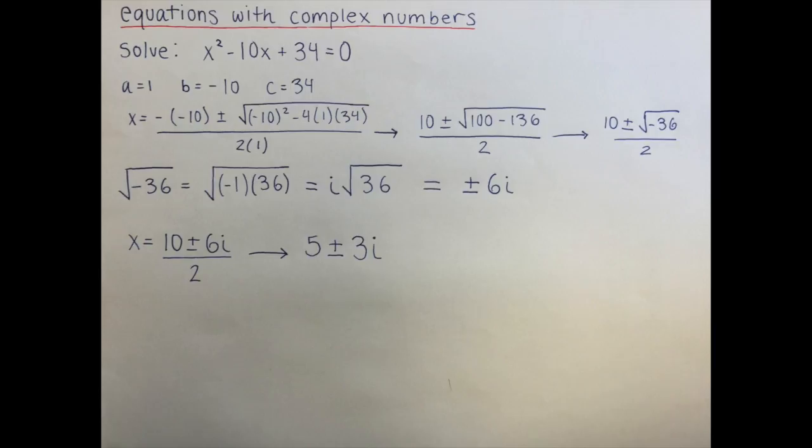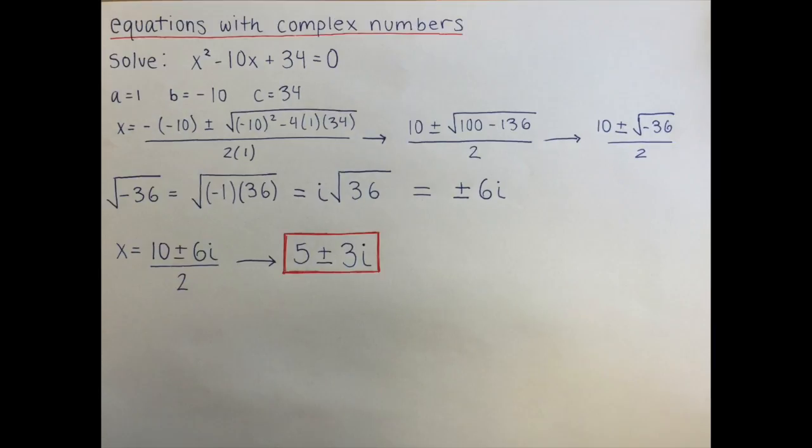You want to then substitute in all those numbers in the quadratic formula, which would then get you eventually to 10 plus or minus the square root of 100 minus 136 over 2, which would then get you 10 plus or minus the square root of -36 over 2.